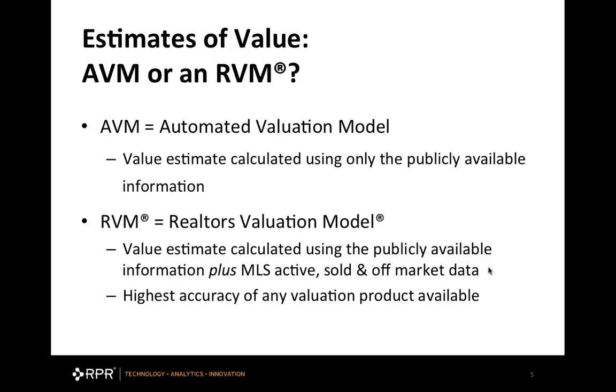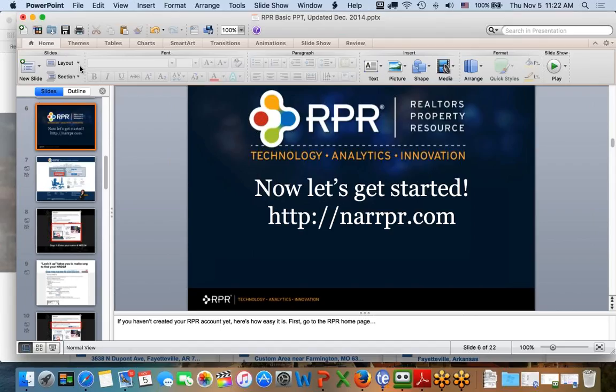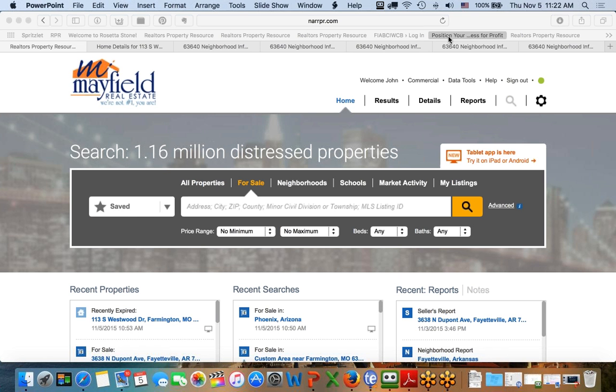So RVM was developed, and again, it's using public information plus the MLS active, sold, and off-market data to give us the highest accuracy of any of the valuation products. So that's why we have RPR, and that's why it's working for me, and I like it so much. So we're going to get in and start looking at it now.